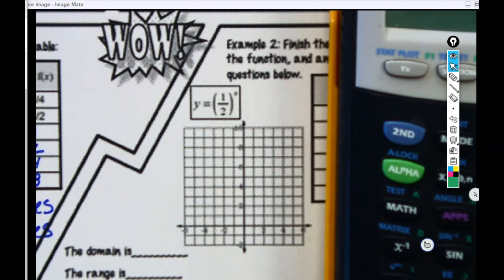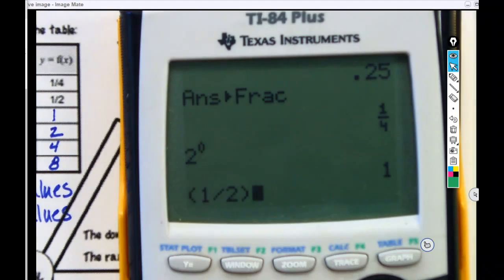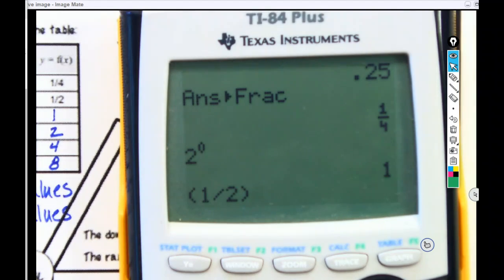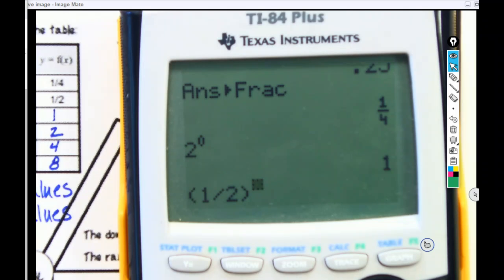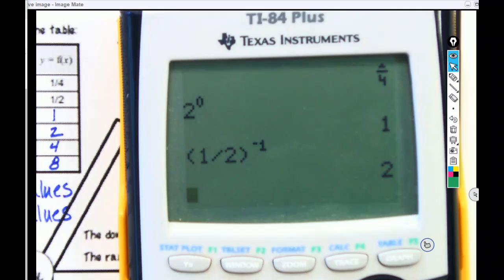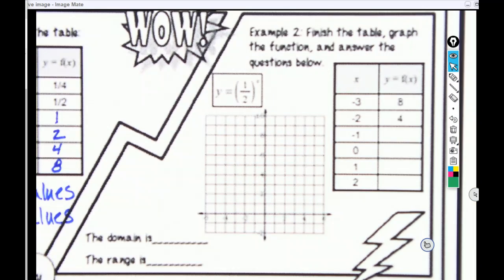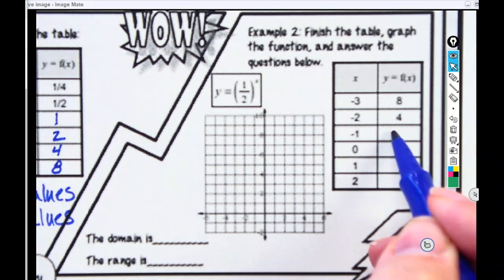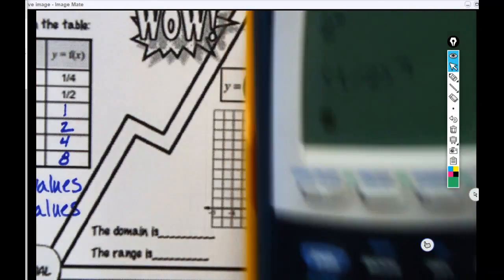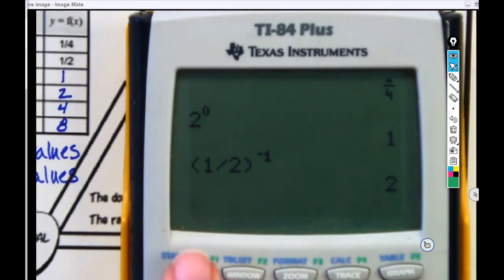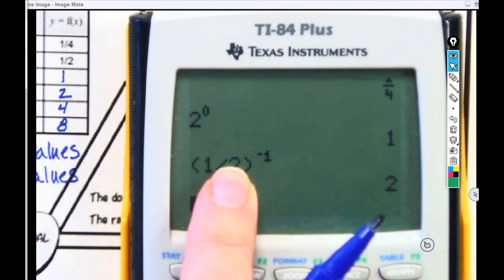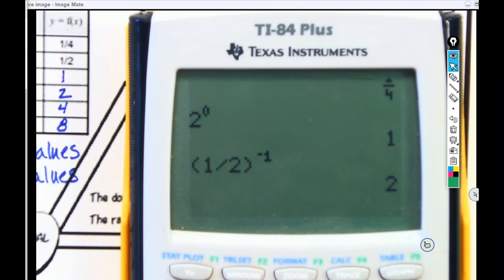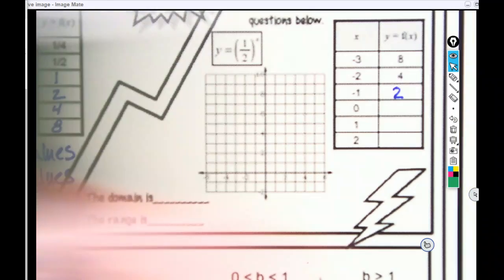There's my 1/2. I could have used the fraction button too. Is it coming? There it is. 1/2 raised to the negative 1 gives me positive 2. You don't even have to do parentheses. I had a 2 the way I typed in my fraction, or I would have just had the 2 raised to the negative 1. So I just did 1 divided by 2, and then it worked.